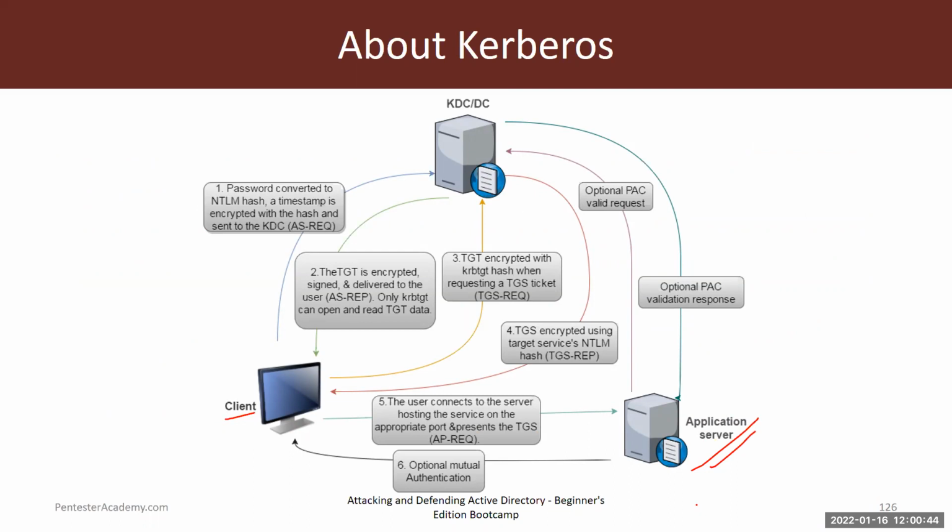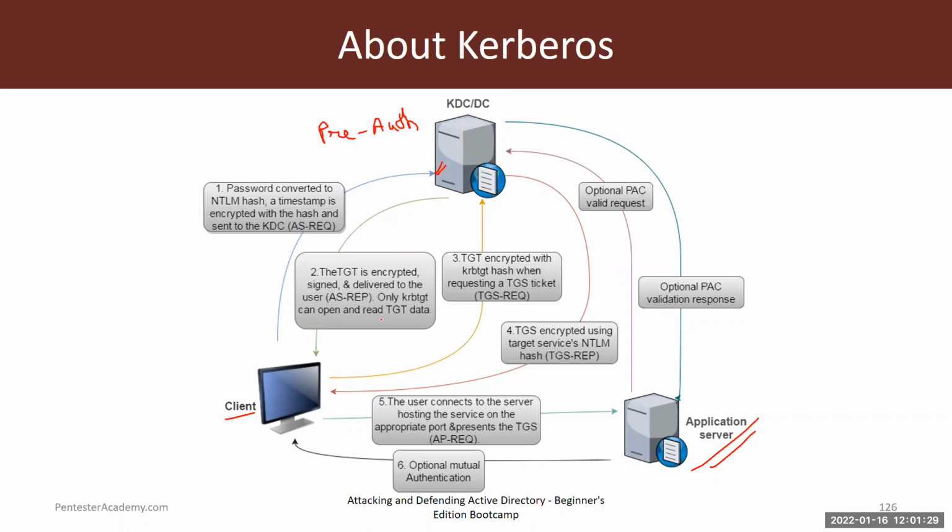This is how the authentication and authorization will work. Your client will send a timestamp that is encrypted with the hash or key of the user's password to the DC, or the KDC, the key distribution center. Because the DC has access to all the secrets in the domain, it will decrypt the timestamp and respond with a TGT. When the DC decrypts the timestamp at the end of step 1, it completes the pre-auth part. That is, it verifies that the request actually came from the user that it claims to be from.